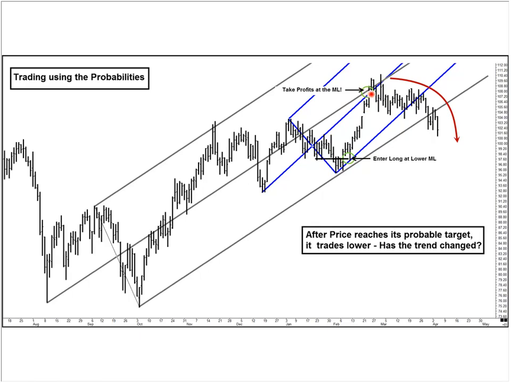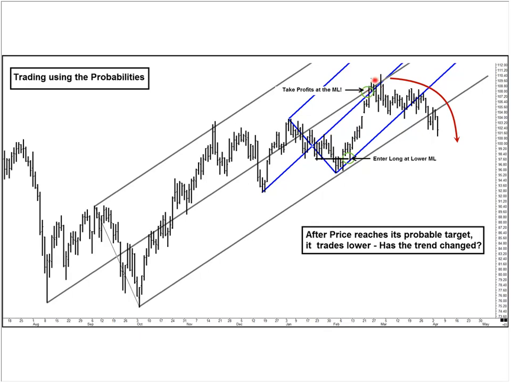I want the, give me the money dance. So price comes in, gives me the trade. Now I'm long. It's accelerating. Price is now at an extreme. We're at the median line where it should be running out of energy. I take my profit. I step aside.